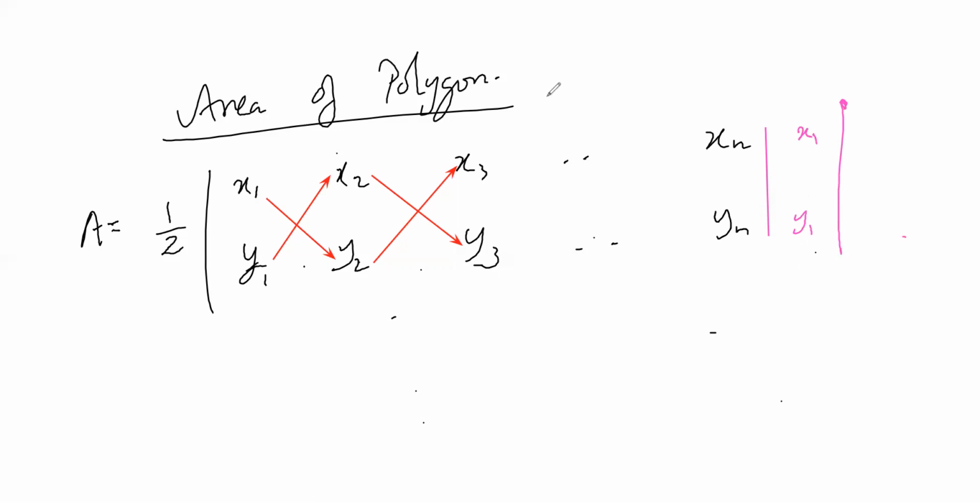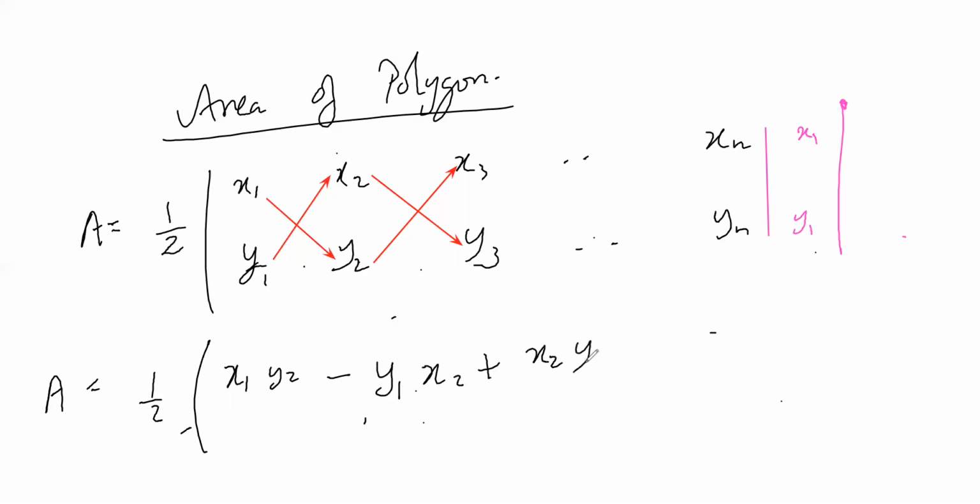Now if I do the area of this, half into x1, y2 minus y1, x2, plus x2, y3 minus y2, x3, dot plus dot plus, the last one is xn, y1 minus yn, x1, or whatever you want. You can put it. This is the area of the polygon.